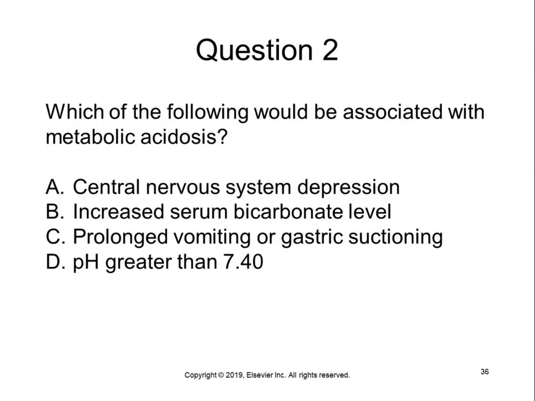And we have question number 2. Which of the following will be associated with metabolic acidosis? And the answer is A. Central nervous system depression.